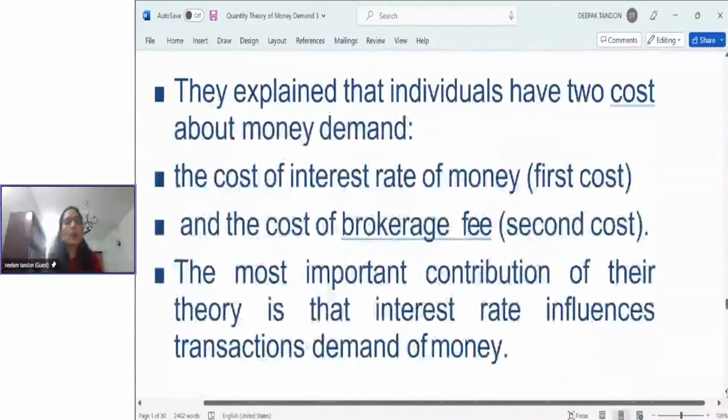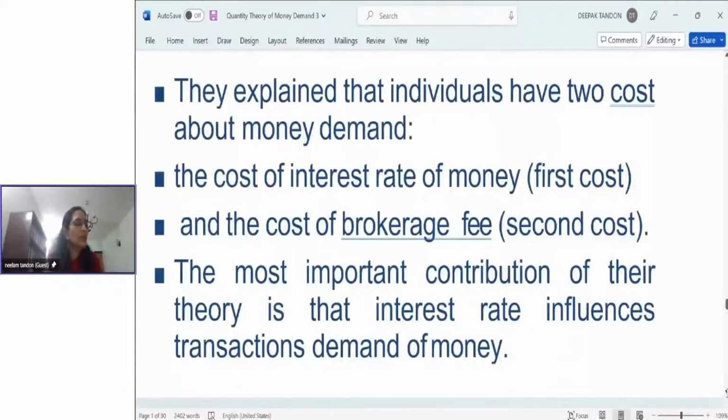So he spoke about what? He spoke about two cost components in money demand. One is the cost of... is anyway lower than the opposite. So we should go with investment instead of holding.